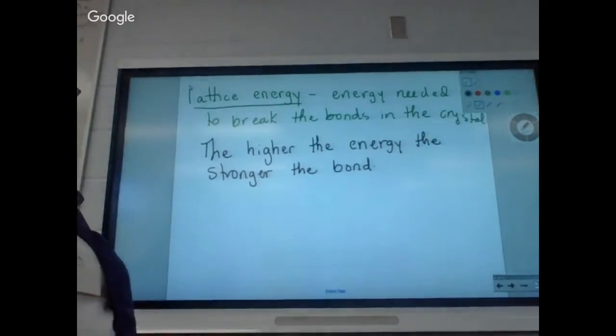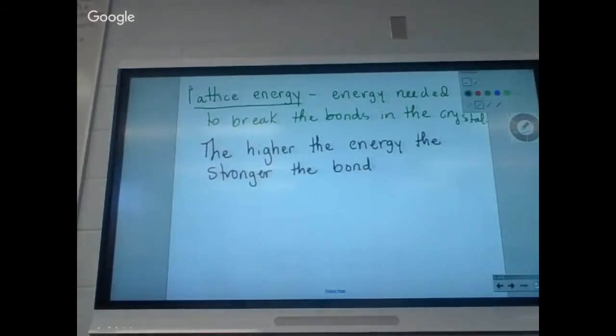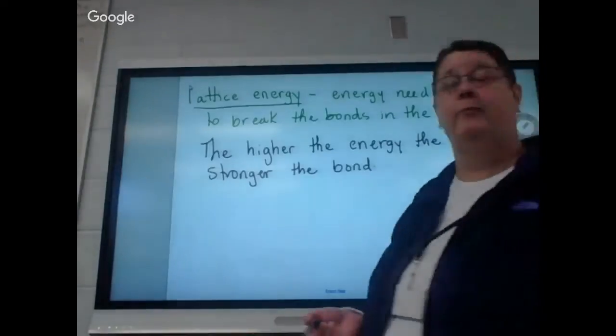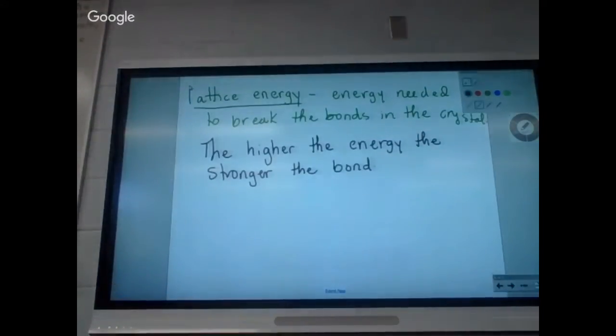Remember, triple bonds only in covalent, so it would not be an ion. So you want me to get real numbers? You want me to make up numbers? I don't know these off the top of my head. I'm not a walking encyclopedia. I promise I'm not.